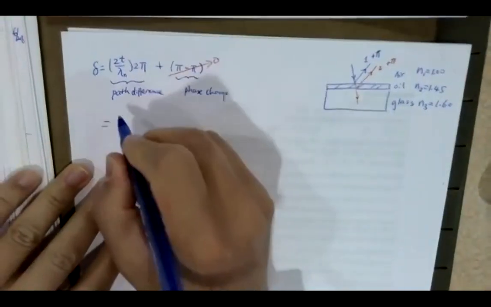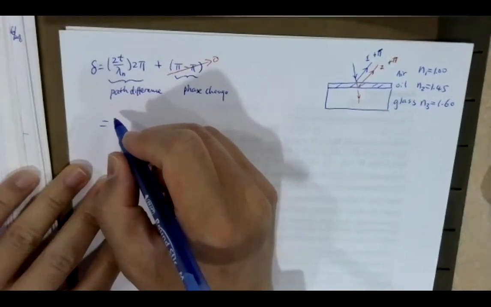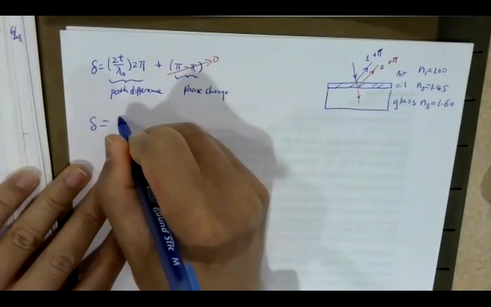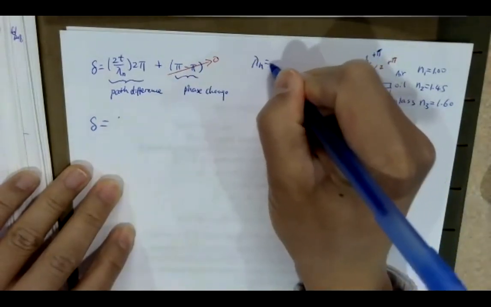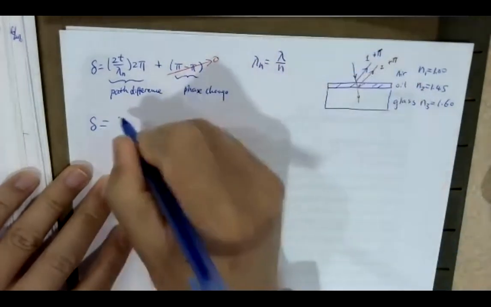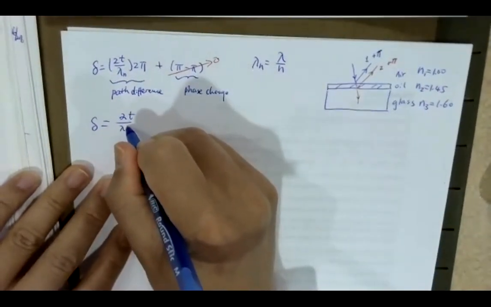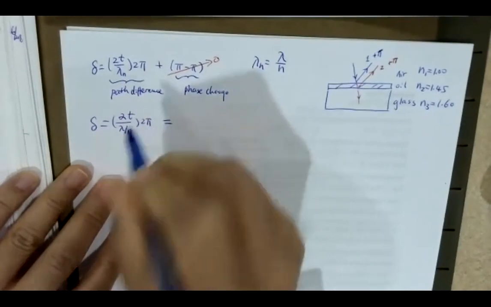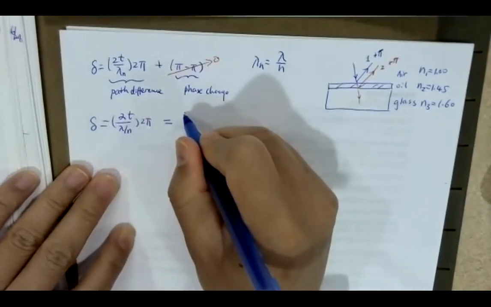So this is 2 times the thickness, divided by lambda m. Delta is equal to 2t over lambda m, and lambda m is equal to lambda over n, so we can rewrite that as 2t over lambda divided by n, times 2 pi. Then 2 times 2 will be 4.